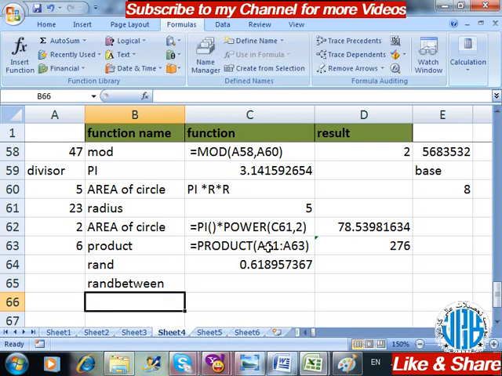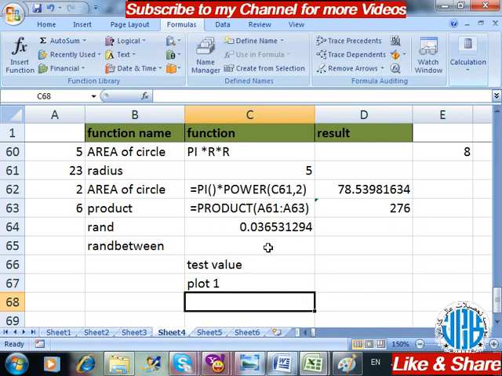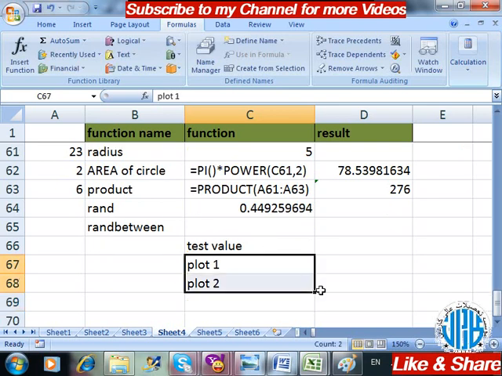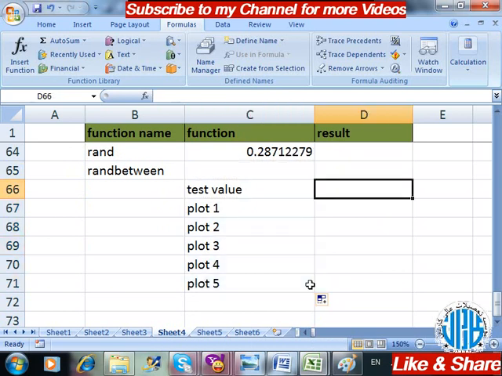Everyone should write a number on their hand between 1 and 100. Plot 1 here, test value, plot 1, plot 2. 5 plots I'm going to give, and here I'm going to use a RANDBETWEEN function.